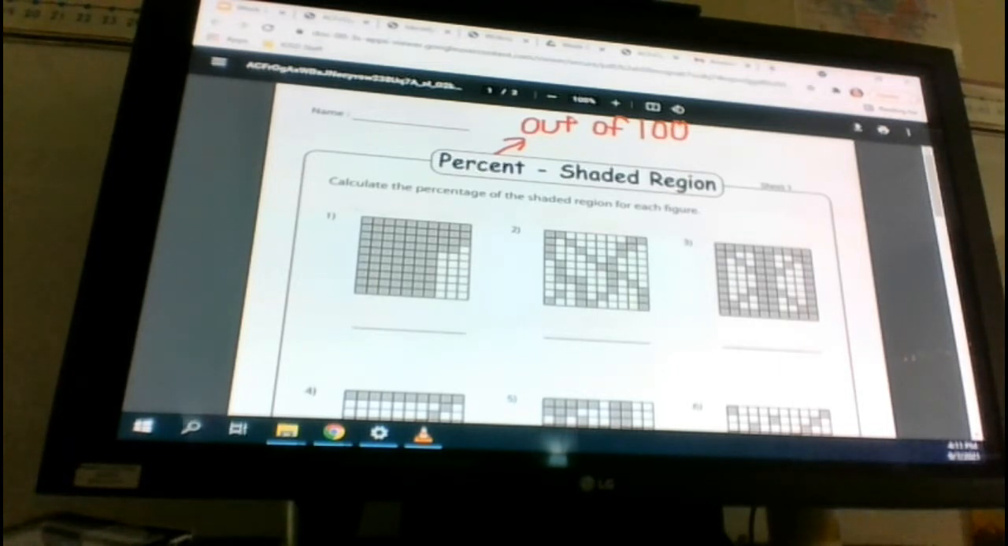And I like to equate it to money as well because percent is also part of money. Cent is how much each penny is worth. And in $1, there are 100 cents. So that's another way to remember it.